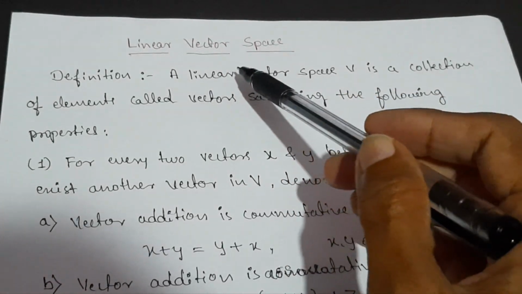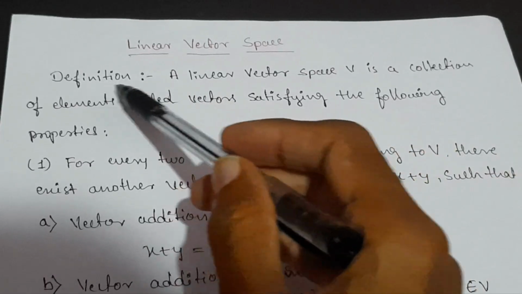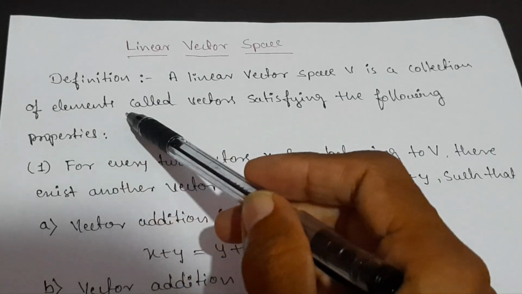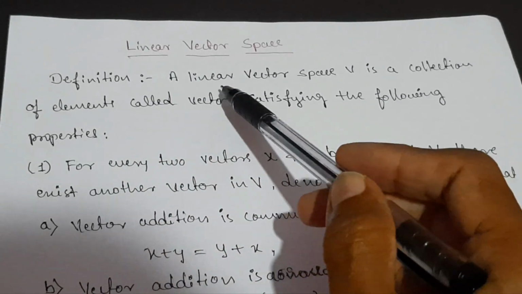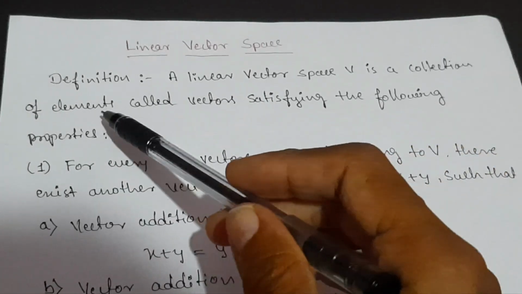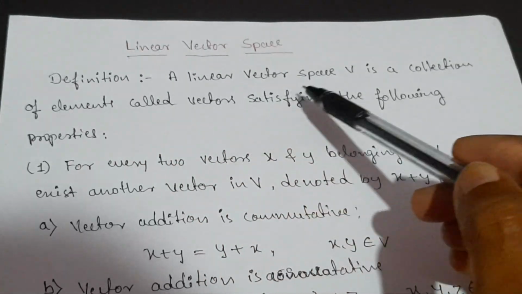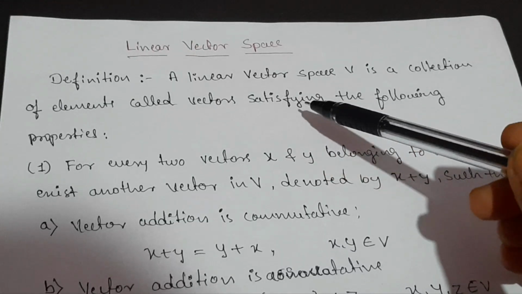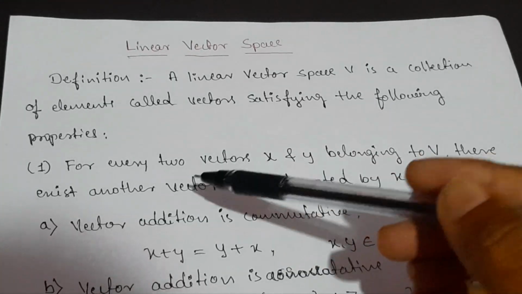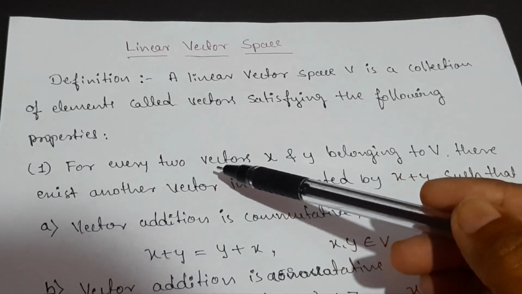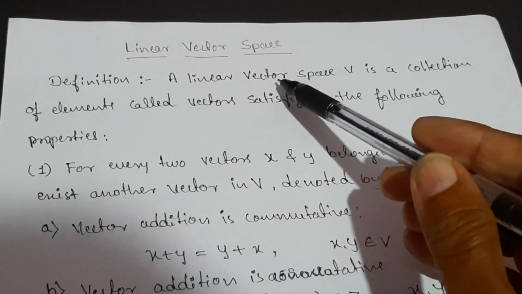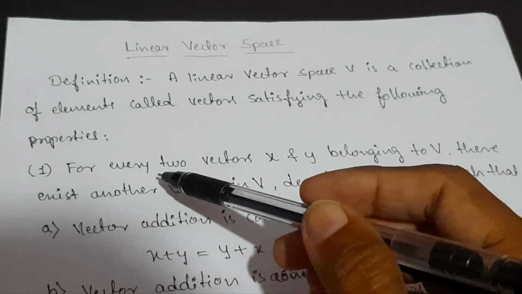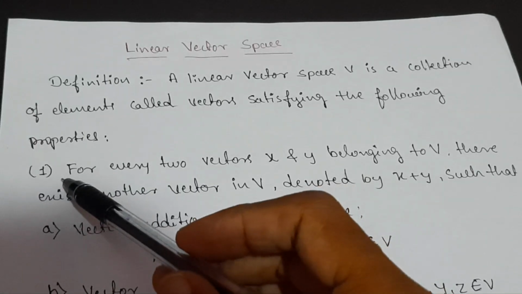So what is a vector space or linear vector space? The definition goes like this. A linear vector space V is a collection of elements called vectors, which satisfies very important properties. There are two properties: vector addition and scalar multiplication. So this is the first property.